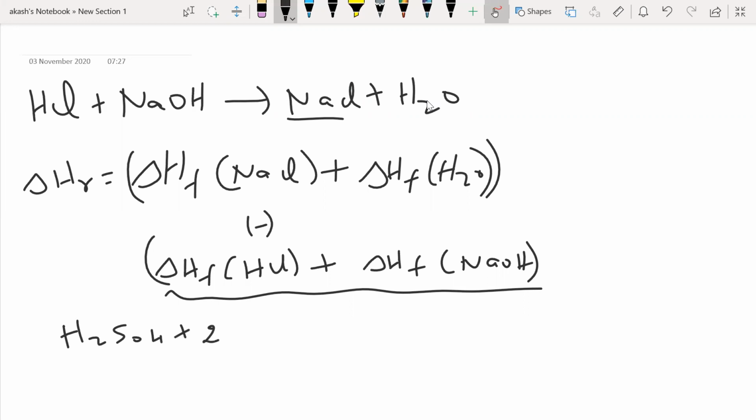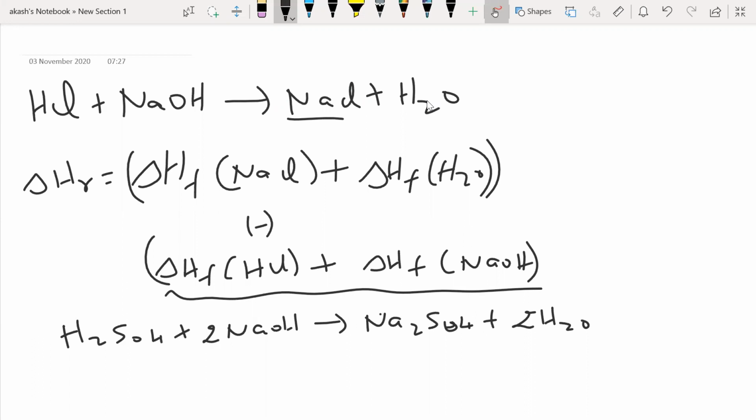H2SO4, now I'll definitely require 2 NaOH, which gives Na2SO4 plus 2H2O. Okay, now this is what I have for this reaction, H2SO4 plus NaOH, right? Now, how will I write it?